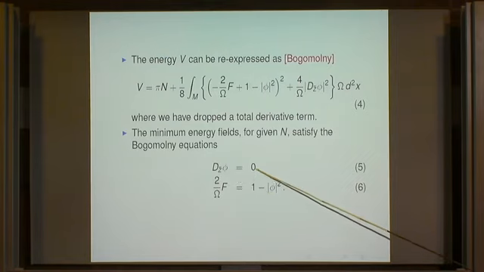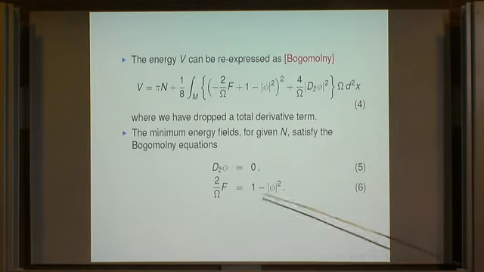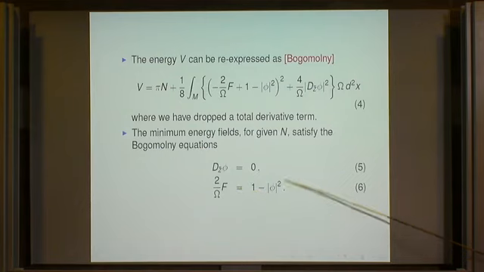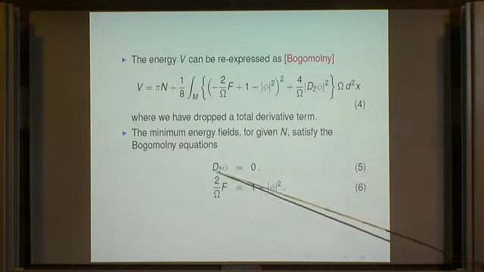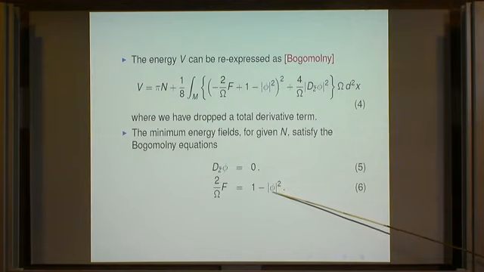d z bar phi is 0, which says that phi is holomorphic in some sense, and the field strength is directly related to the scalar field mod squared. And here you see that this is maximal where phi is 0.